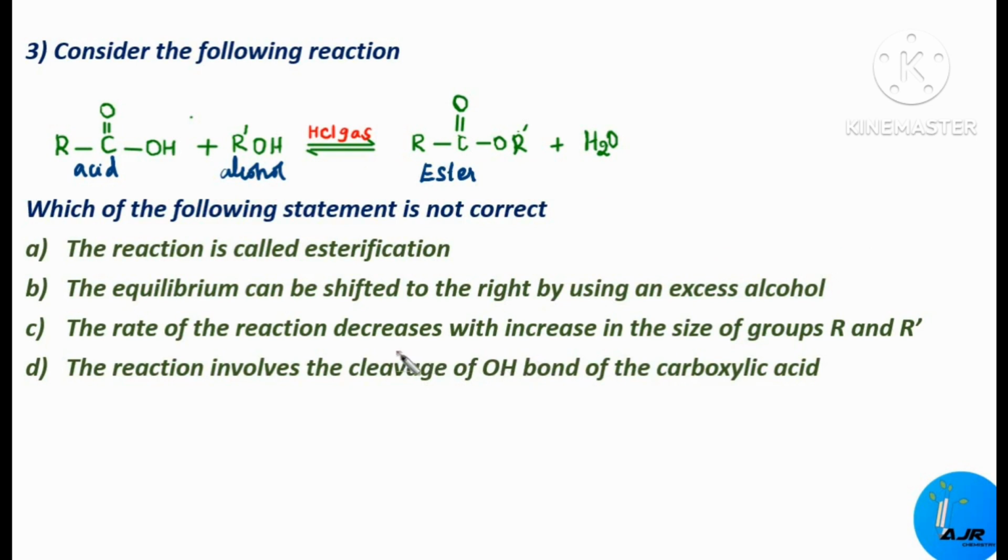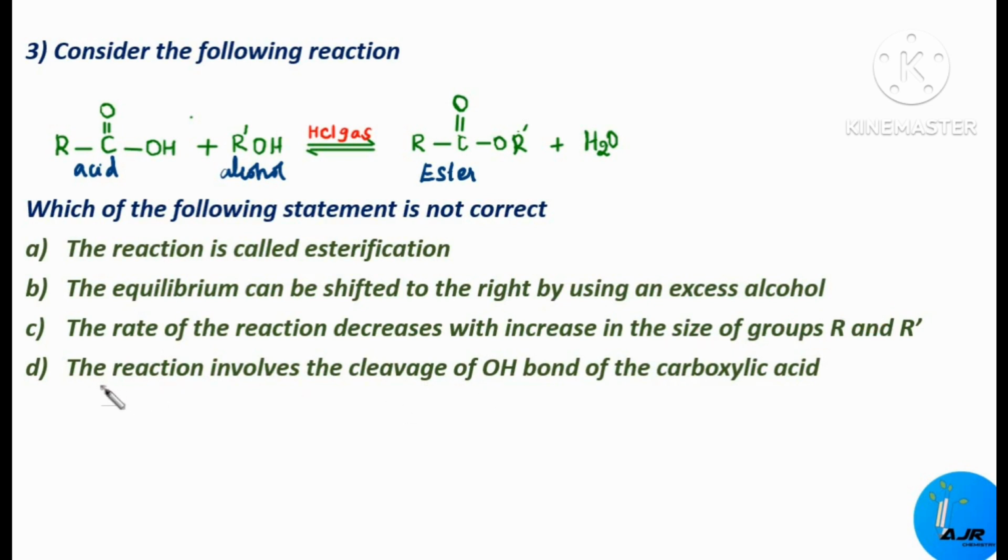Okay, what's the next one? The rate of the reaction decreases with increase in the size of groups R and R'. That is also correct. See, if the sizes of R and R' are increasing, obviously the rate of the reaction will be decreasing. So this statement is also correct.